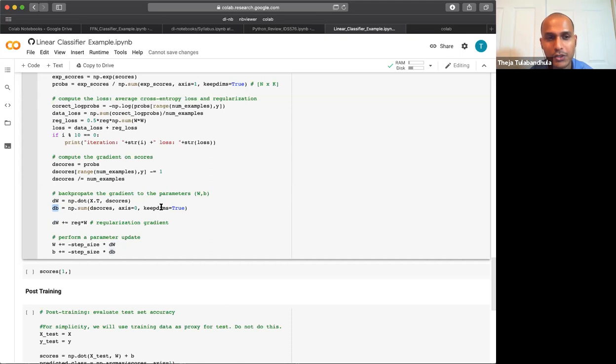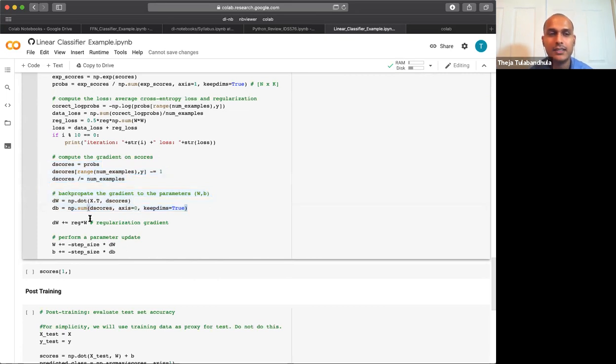And in fact, how are these computed? These are exactly computed using the backprop idea. First we find the gradient of loss with respect to scores, and then we know the gradient of scores with respect to parameters, and then we put them together using the chain rule. That's what's happening here. It may not seem apparent that way.